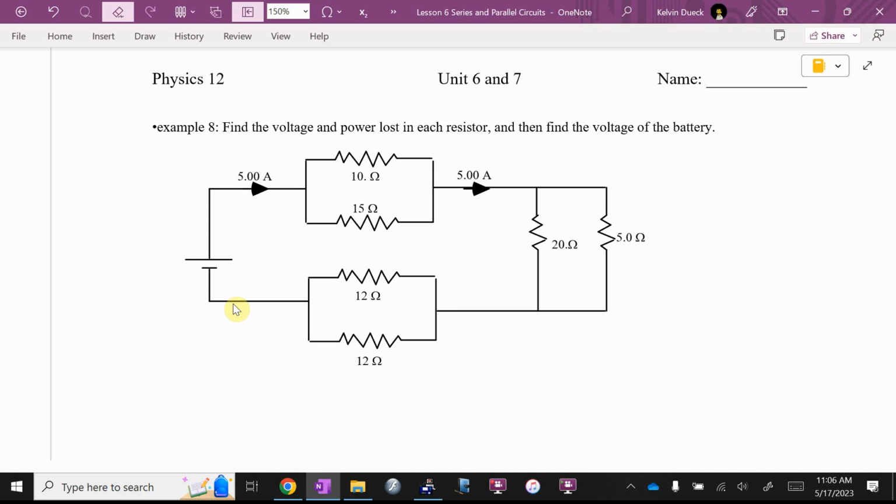Didn't give you the battery. I don't know the height of the mountain. In fact, that's one of the things they want me to find. Find the voltage and power lost in each resistor, then find the voltage of the battery.